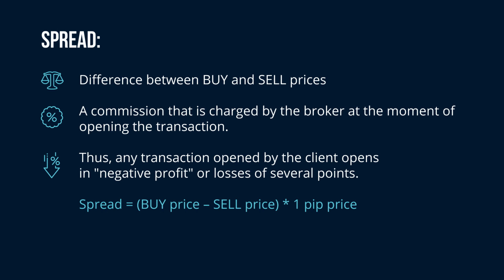Here you can also see the formula of the spread. You find the difference between buy and sell price. On the platform you also will always be seeing both prices next to each currency pair. And the difference between them multiplied by the price of 1 pip, which you already know how to find, will be the formula of spread. Let's take a look at the example.